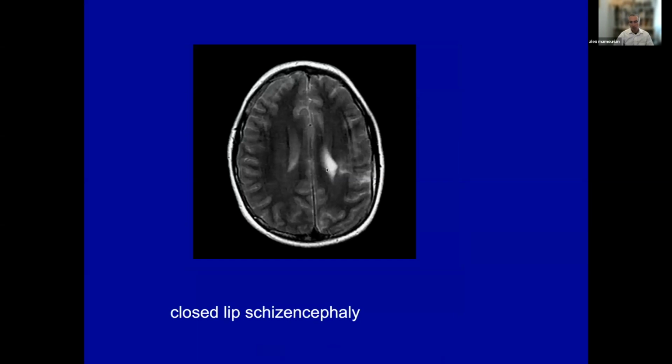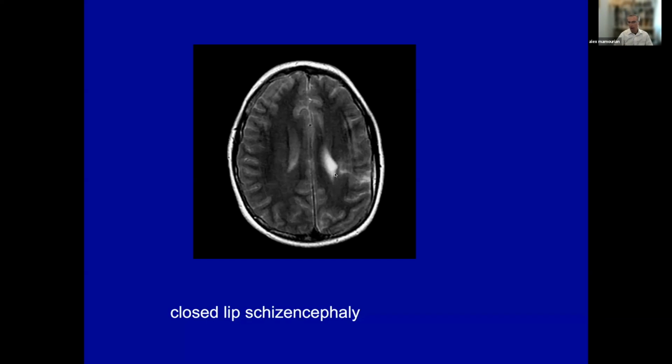This is the case of closed lip schizencephaly. Schizencephaly is not strictly a migrational abnormality. This may be the result of an in utero insult, such as an infarct or a hemorrhage. And so there can be this band of fluid that extends from the outer surface of the brain all the way to the margin of the ventricle, with this peaking that occurs. You see this abnormal contour of the ventricle.